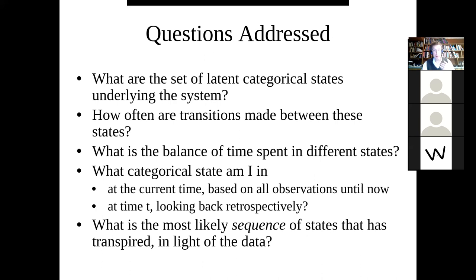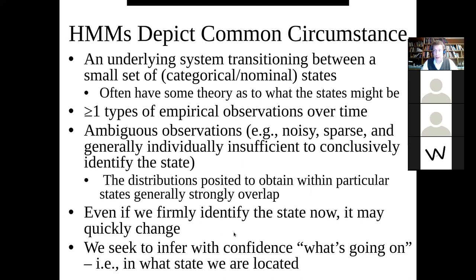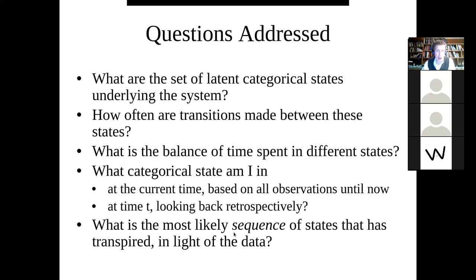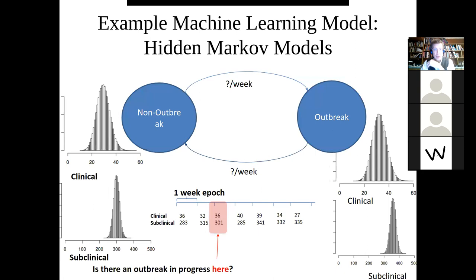And there's a set of questions addressed using these techniques. We won't get to all of the techniques for exploring all of these, but in the take-home exercise, you'll be exploring some additional ones beyond what we cover today. We're going to focus today on the question of what state are we in right now, or what state were we in at an earlier time. But it turns out with these methods and maximum likelihood approaches, for example, we can seek to determine how often are transitions made between states. What are those states and how many of them are there? How much time is spent in different states, et cetera.